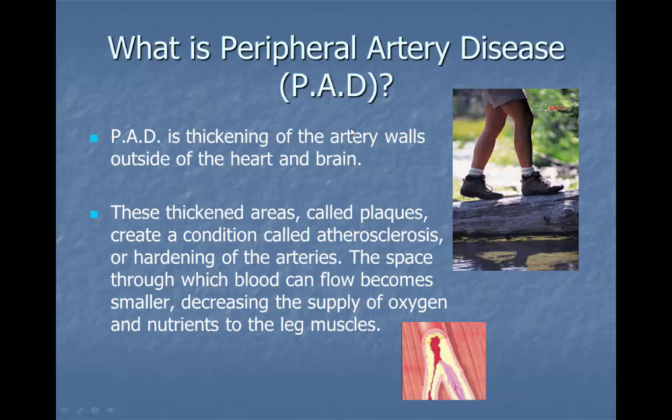Basically, as I previously said, it is the thickening of the arterial wall outside of the heart and the brain. So it's not related to the coronary arteries, and it's not related to any arteries in the central nervous system. This thickening is called plaques, and that is created by arteriosclerosis.